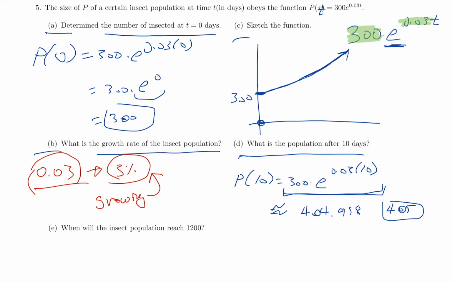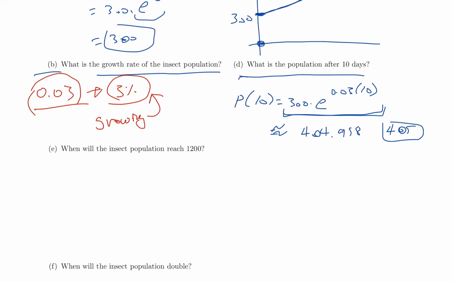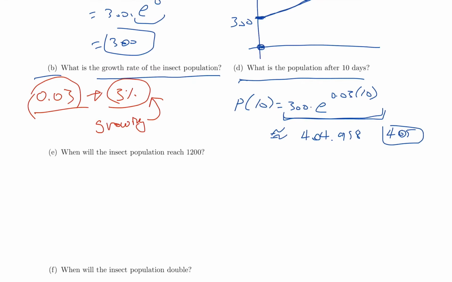Okay, now let's look at part E. When will the insect population reach 1200? Now it's asking when, which means we're solving for time. That means we let this equation equal 1200. At what t value will this equation equal 1200? So now this is just solving an exponential equation. Divide 300 on both sides, and we get e to the 0.03t equals 4, because 1200 divided by 300 gives us 4.